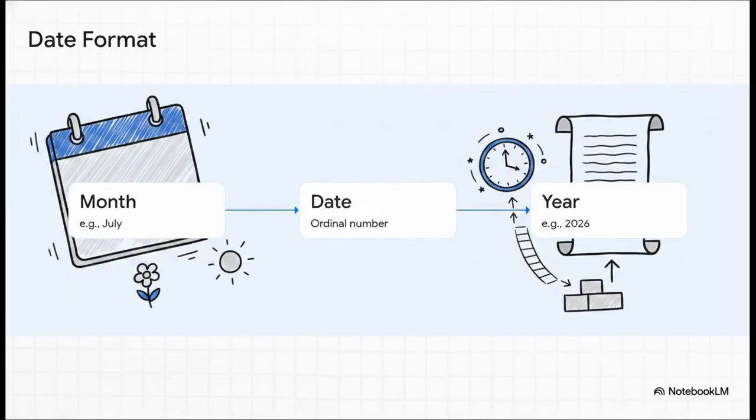So how does that all come together into a full date? Well, the standard American English date format actually breaks down into 3 really simple steps. Step 1, say the month. Step 2, say the date using that awesome ordinal number we just learned. And step 3, say the year. So let's take July 21st, 2026 as an example. Step 1, month, July. Step 2, date, 21st. Step 3, year, 2026. Put all that together and you've got July 21st, 2026.